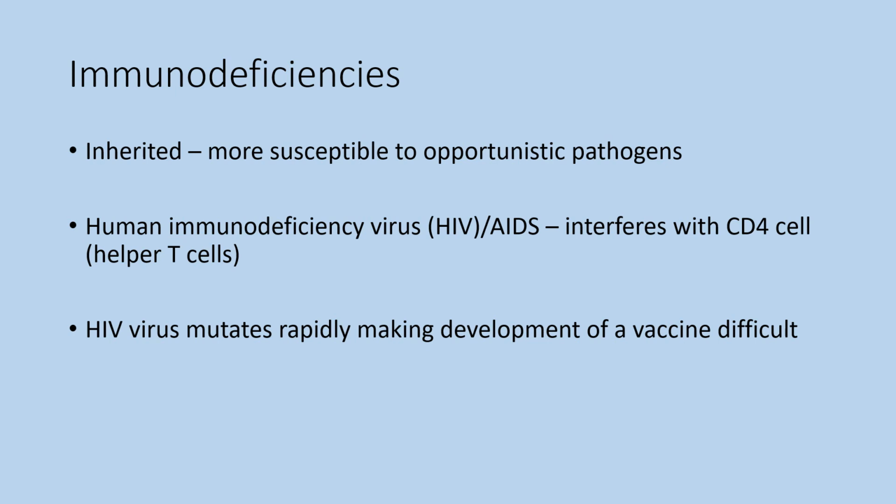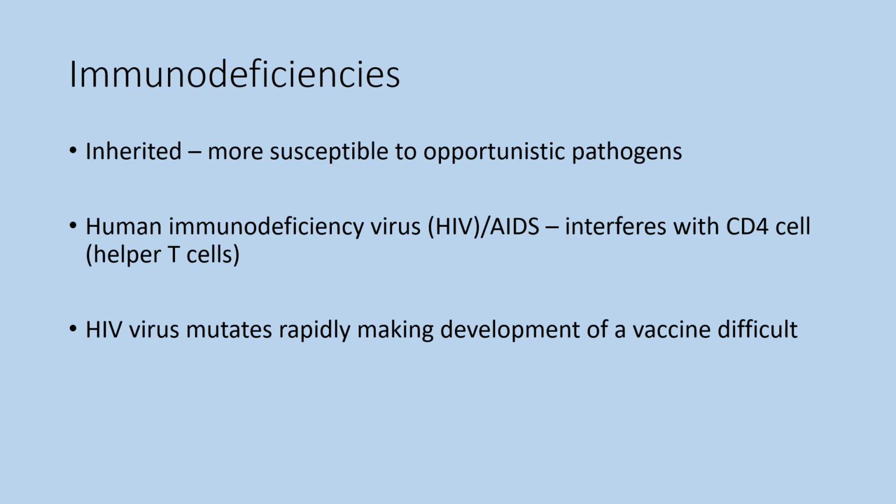Immunodeficiencies. This is great when the immune system works the way it's supposed to, but unfortunately, sometimes things don't work the way they're supposed to. Sometimes people may be born with an inherited or a genetic disease that makes them more susceptible to opportunistic pathogens. Opportunistic pathogens are ones that, in a healthy individual, where the immune system is working properly, are not going to cause you any problems. But if your immune system is not working 100%, they see the opportunity, that door open, and they're coming in.